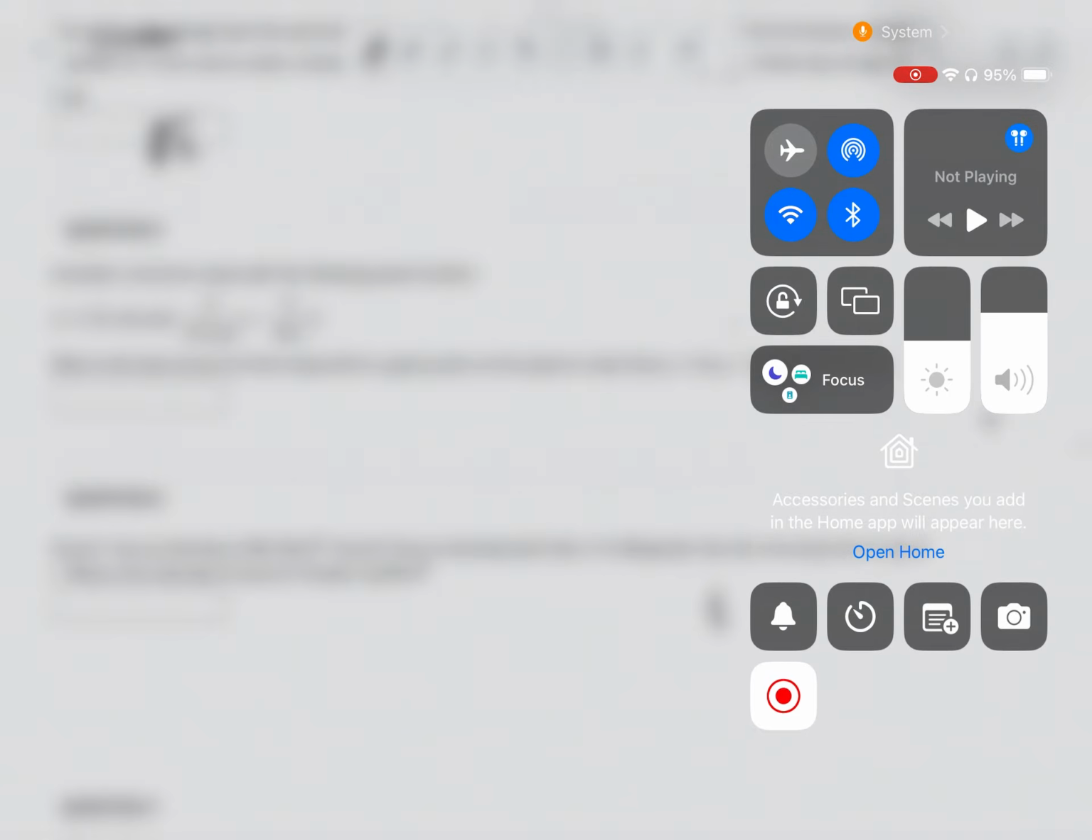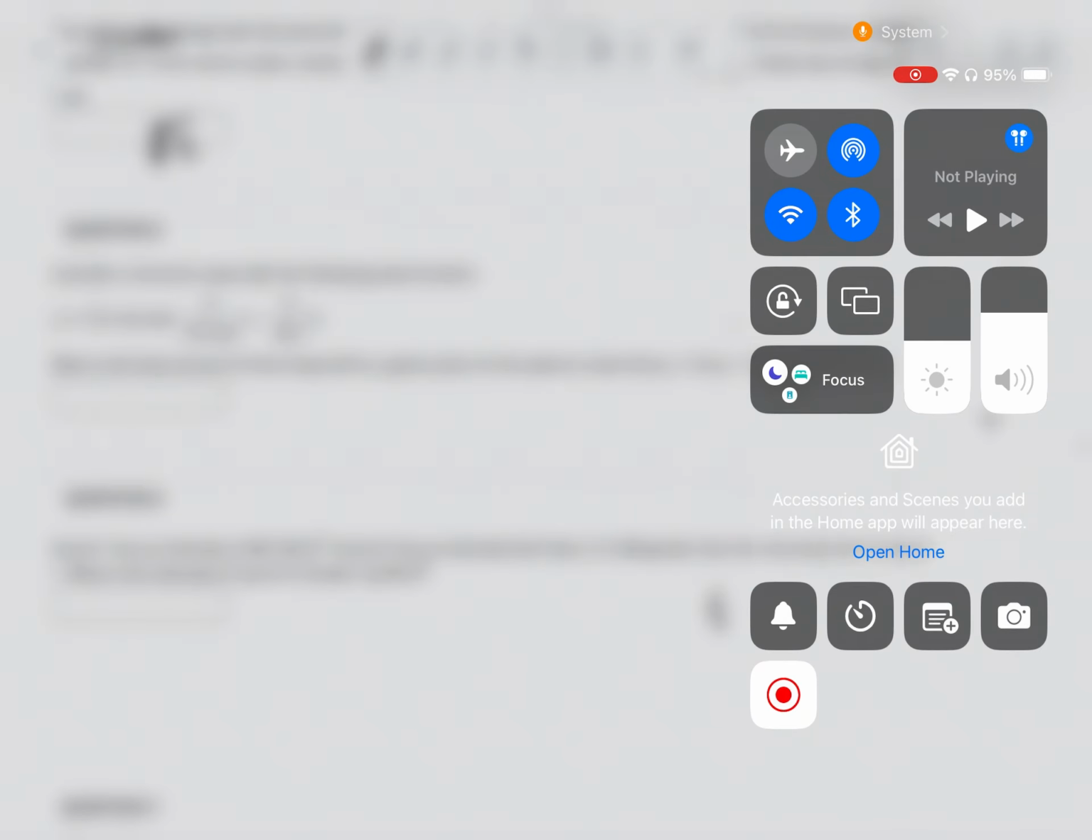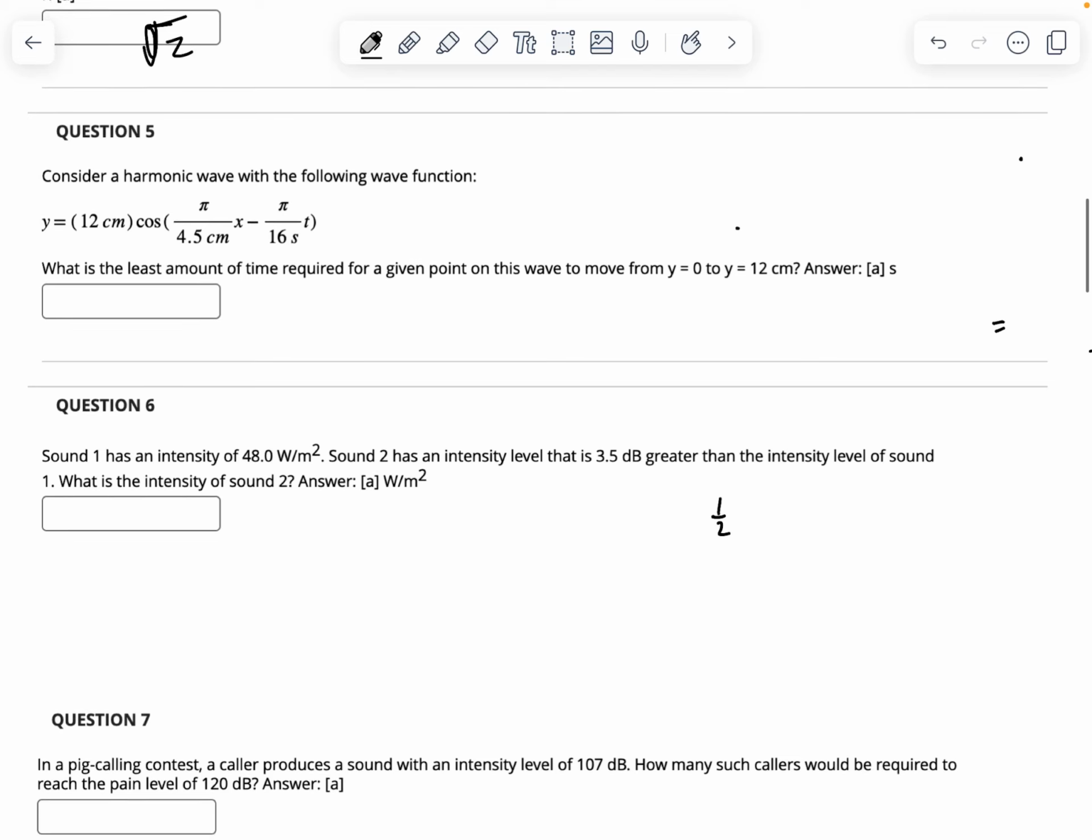Five. Okay, 5. Consider a harmonic wave with the following wave function. So this wave function, super important. What is the least amount of time required for a given point on this wave to move from y equal to 0 to y equal to 12?